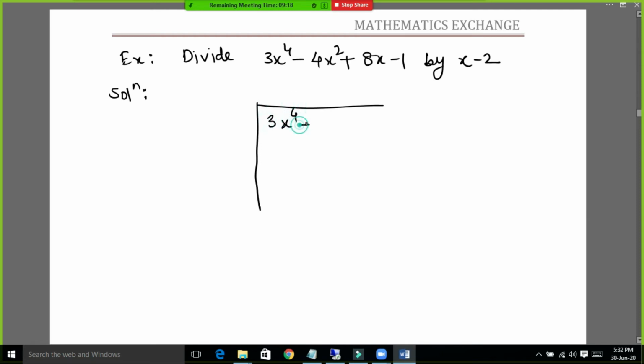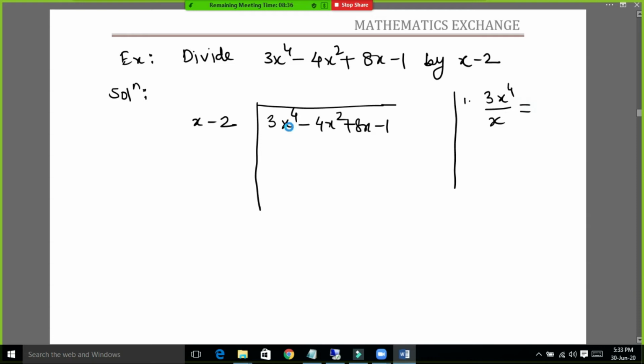So 3x to the power 4 minus 4x square plus 8x minus 1 is the dividend and x minus 2 is the divisor. Now what we have to do here is find the quotient by which x minus 2 will divide 3x to the power 4 minus 4x square plus 8x minus 1. While finding the first term, we have to divide 3x to the power 4 by x. So we divide the first term of the dividend polynomial by the first term of the divisor polynomial.